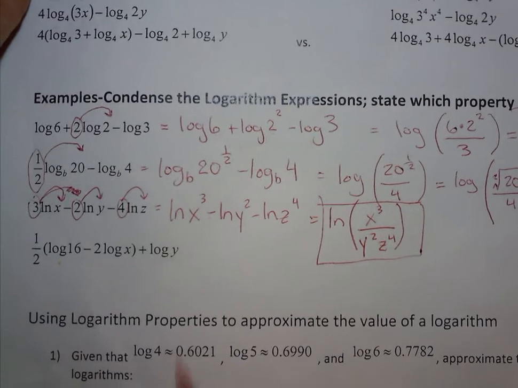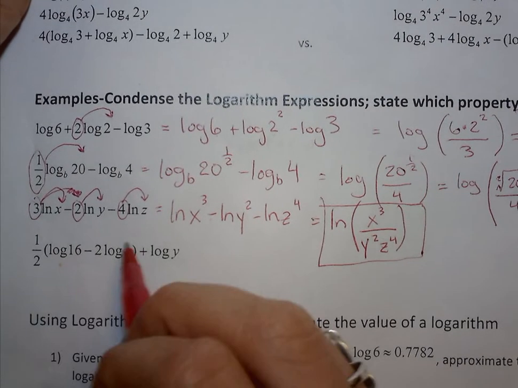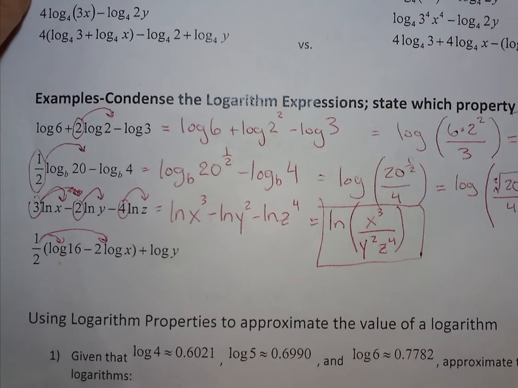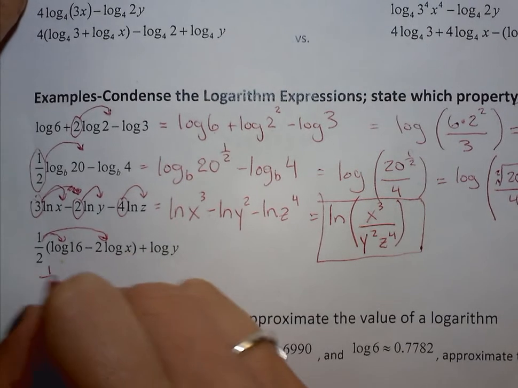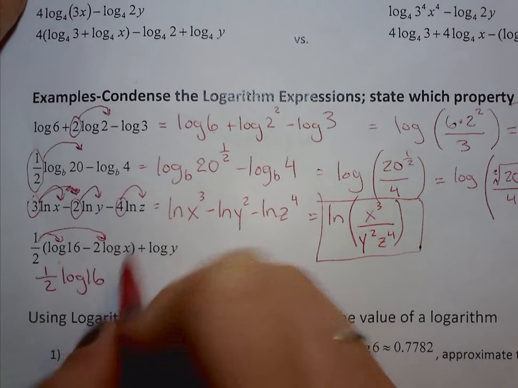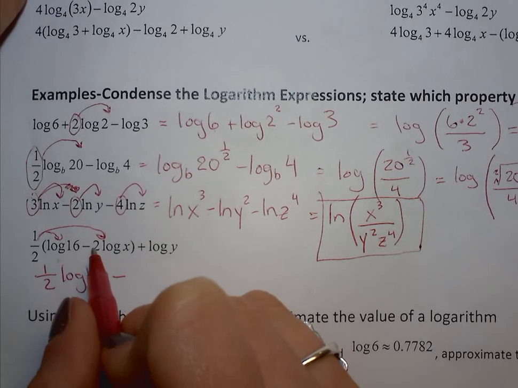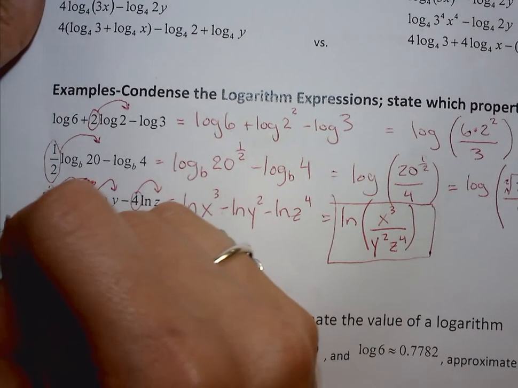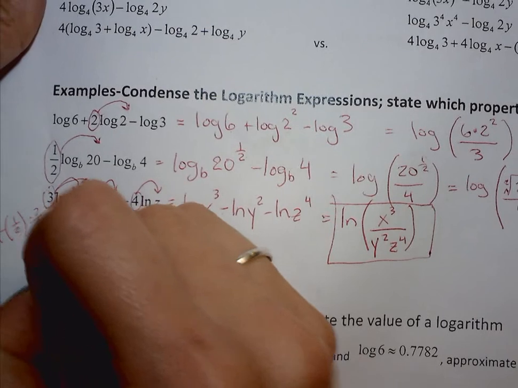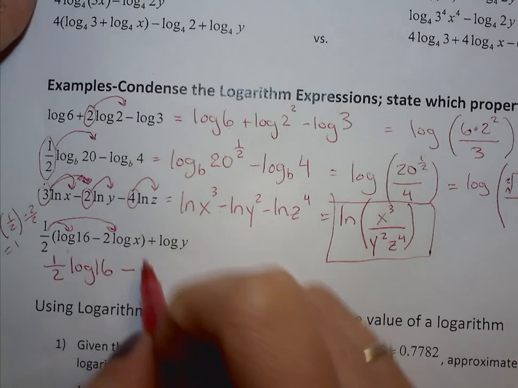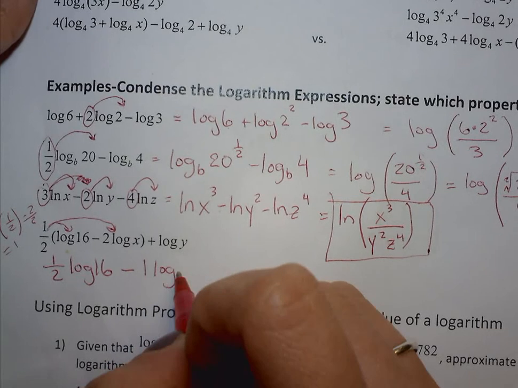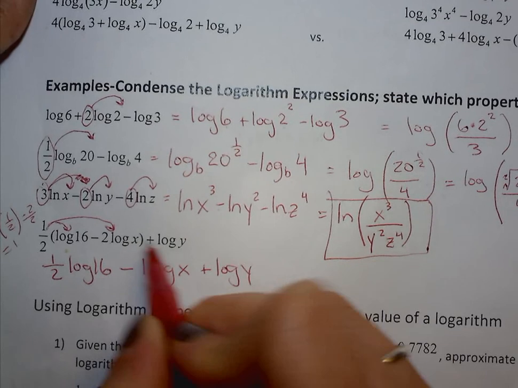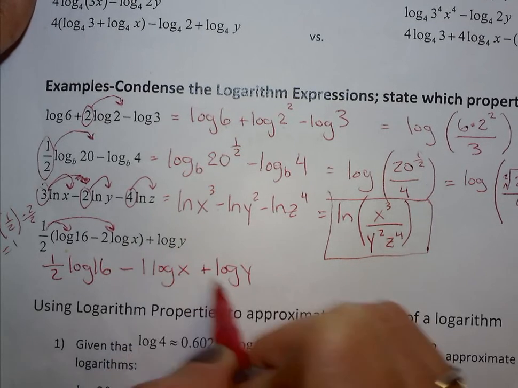Alright, last one. Notice that my 1/2 is outside of parentheses in this example. So the first thing that I want to do is distribute this 1/2 to both of these logs. So this is going to turn into 1/2 log 16 minus, okay, so this 2 times the 1/2, I'm going to do this on the side. 2 over 1 times 1/2, that's 2 over 2, which reduces to 1. So this is actually minus 1 log x. And then the plus log y, I didn't have to distribute anything because this was alone. It was outside the parentheses, so I just leave it on the outside.